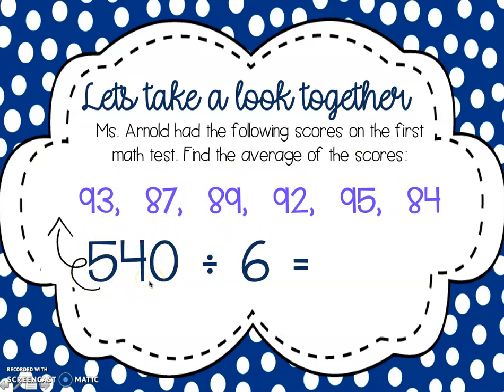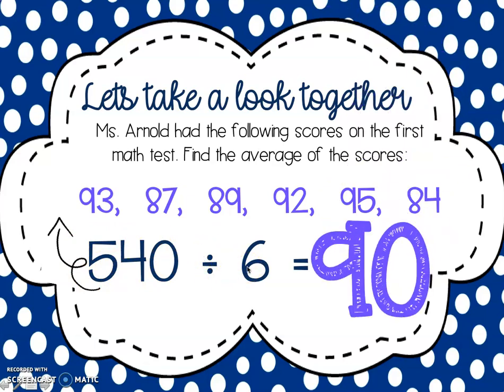Okay, then we're going to divide it by 6. The reason we're dividing by 6 is because there's 1, 2, 3, 4, 5, 6 pieces of data. So we added them all up. Now we're going to divide by how many there are. When we do that, we get an average of 90.